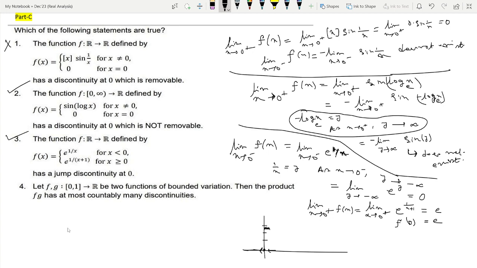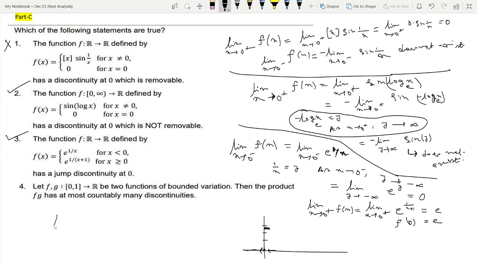Now look at option 4. Let f, g from 0, 1 to R be two functions of bounded variation, then the product fg has at most countably many discontinuities. We have a result that if f is a function of bounded variation, then the set of all discontinuities of f is a countable set.